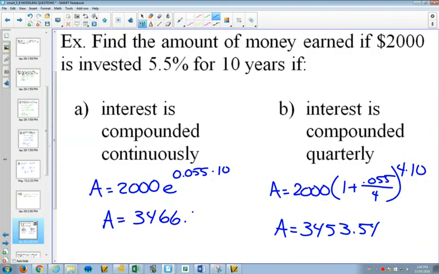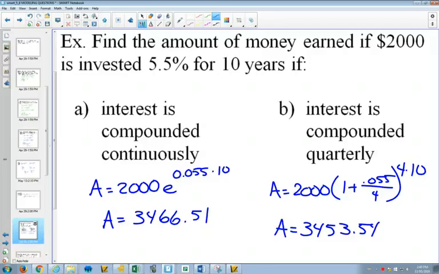Wow! You would have made like $13 more in 10 years. That's not very much, is it? Okay? I was kind of thinking that you would expect a much bigger number. But what happens is that they just keep giving you smaller and smaller amounts, and the number of compounding periods per year really doesn't make that big of a difference.